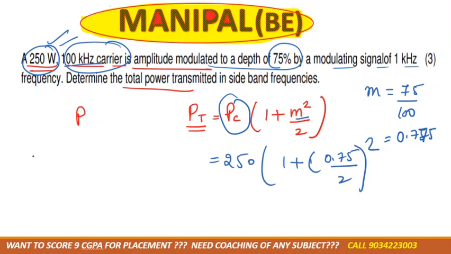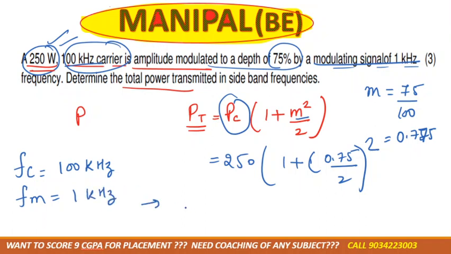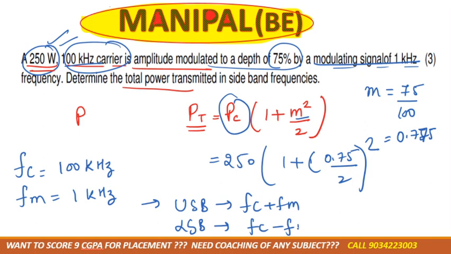Now see what they have given. Fc is equal to 100 kilohertz, and the modulating signal frequency is 1 kilohertz. So if we want to calculate the upper sideband frequency, that is Fc plus Fm, and if we want to calculate the LSB, the lower sideband frequency, that would be Fc minus Fm. Okay, these are the formulas. Based on this, you need to remember.